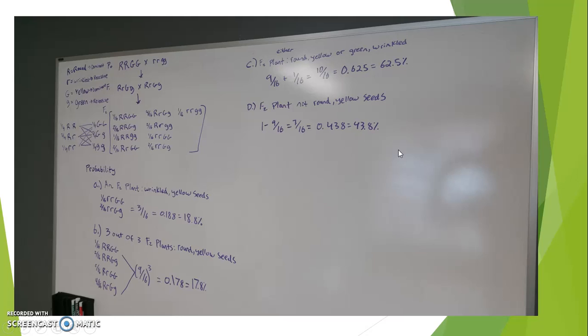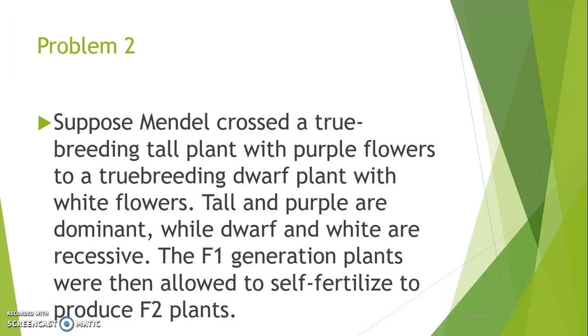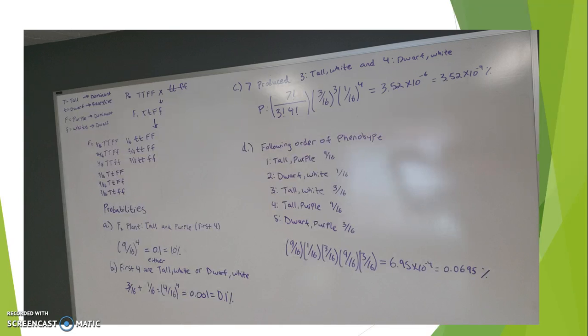Problem 2 states, suppose Mendel crossed a true breeding tall plant with purple flowers with a true breeding dwarf plant with white flowers. Tall and purple are dominant, while dwarf and white are recessive. F1 generation plants are allowed to self-fertilize and produce F2 plants. It's asking for probabilities here again, so I designated a key up here. Big T is equal to tall. Little t is equal to dwarf.